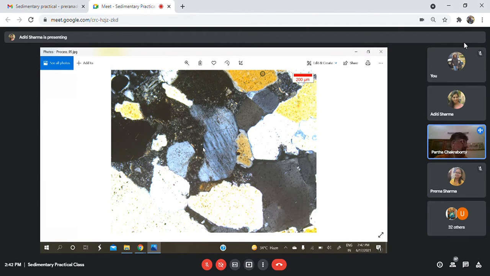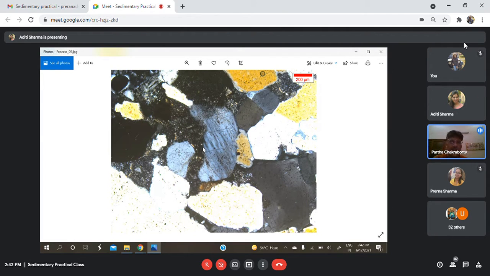This is likely to be mostly arkose and first generation sediment. That means there is not much recycling of this sediment. So much feldspar could not have sustained the recycling of the sediment. They are the early stage of the sediment.